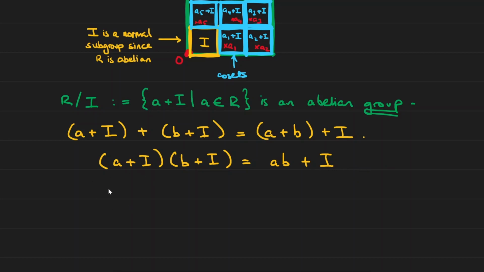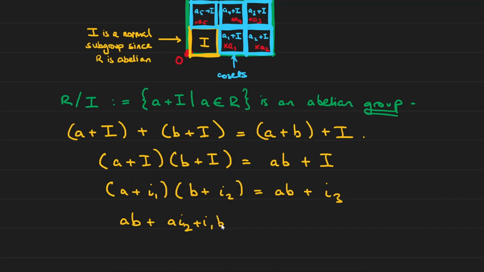So for example, on the left hand side, an element of the coset A plus I would look something like A plus I1 for instance, and an element of the coset B plus I would look like B plus I2 for instance, where I1 and I2 are elements of I. And on the right hand side, we need this to be equal to AB plus some element of I, let's say I3. Let's expand out that left hand side, and we get A times B plus AI2 plus I1B plus I1I2. And this is going to be AB plus I3.